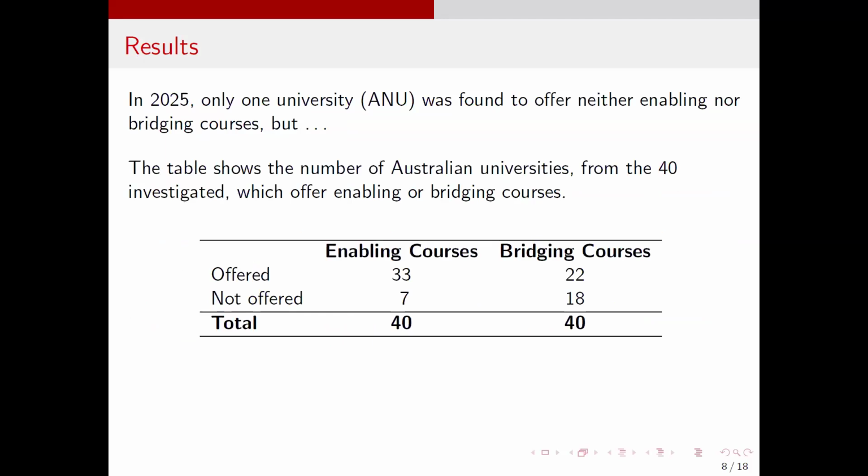So let's continue. What we found is that in 2025, only one university was found to offer neither enabling nor bridging courses. And I don't think there's anyone from the ANU here, so I'm safe. But this illustrates something that we found a lot. It's an anomaly that there wasn't a bridging course in 2025, because the unit that ran it had just been all sacked in the few months before then.